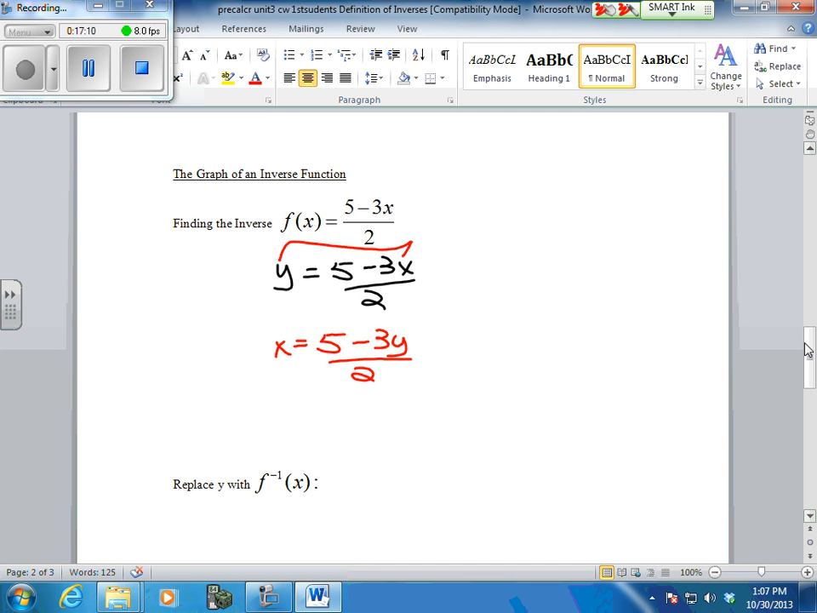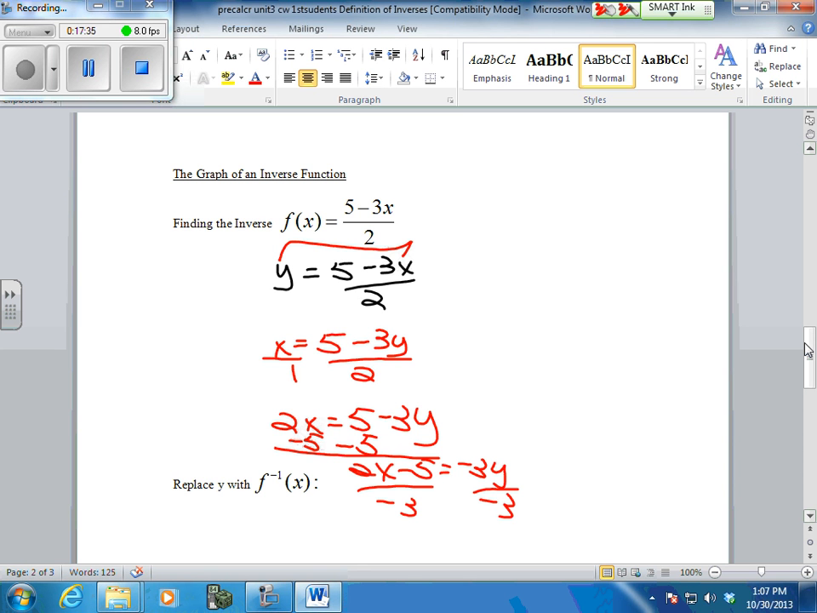Good so far? So I've got to solve for y. I'm going to cross multiply this mess. I've got to get y by itself, so I'm going to subtract 5 and divide by negative 3. So I'm going to get y is equal to (2x minus 5) over negative 3. And the last thing I want to do is give it the inverse symbol. Change the y to f of negative 1 of x.